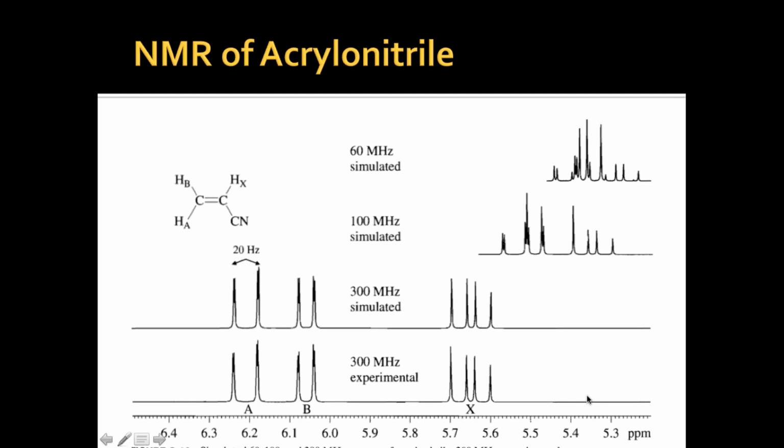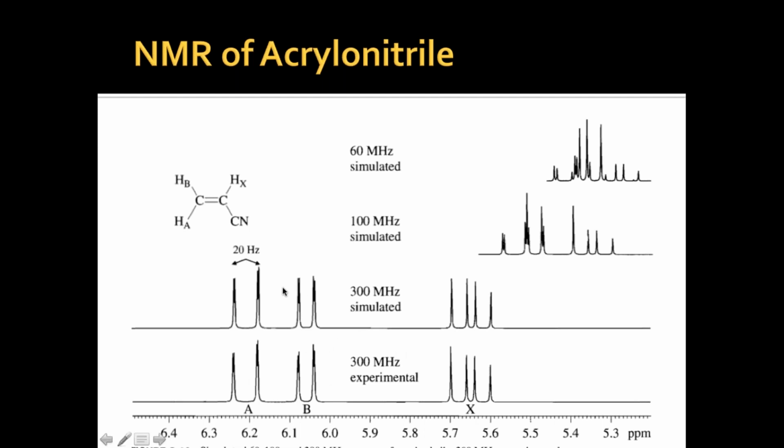See, the basic difference is that at 60 megahertz, all the peaks are coming in a cluster, one on top of another. Very hard to interpret, because they are not separate from each other. So it's very hard to tell which proton the peaks belong to. 100 megahertz somewhat solves the issue. 300 megahertz is pretty clean. See, all the peaks are separate. I will explain to you now how these peaks show up.